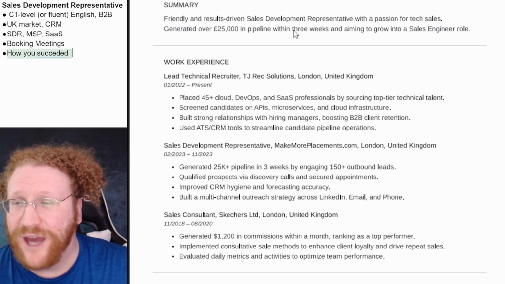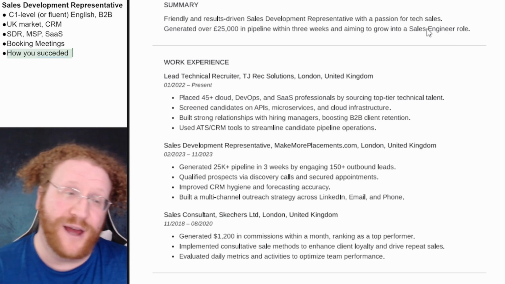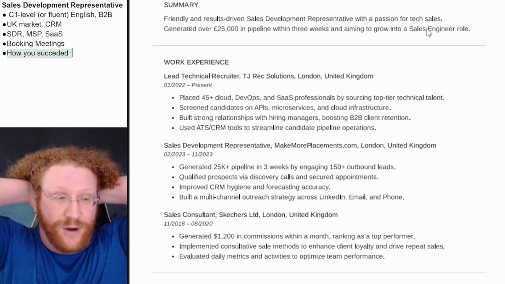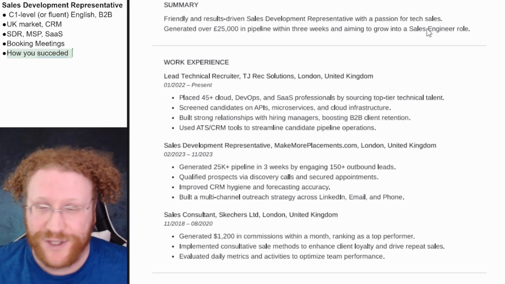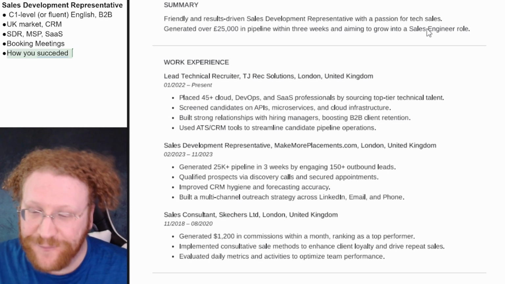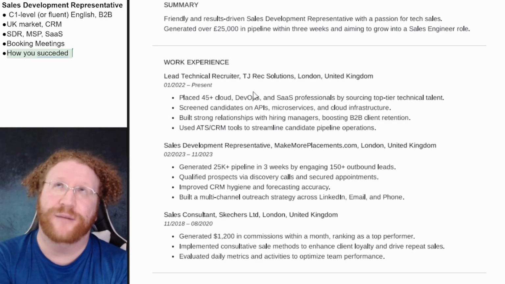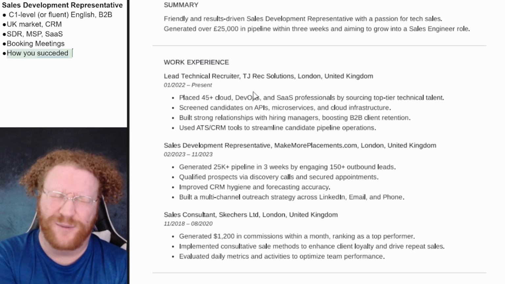"Generated over 25K in pipeline within 3 weeks and aiming to grow into a sales engineer role." That means nothing to me. 25K over 3 weeks could be very impressive, or it could not be very impressive, depending on the type of sales. So again, I don't think a summary is needed. If you've graduated with a BA, you should put that up top. Otherwise, do not put it up top, because a couple of the job experiences ask for them.